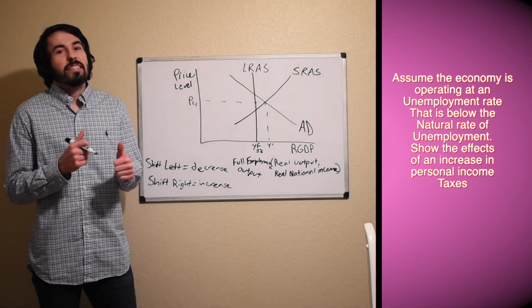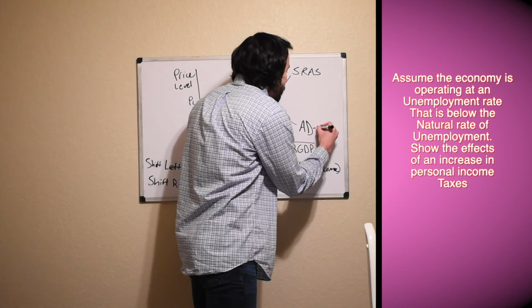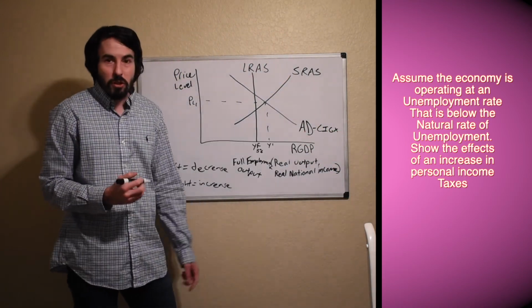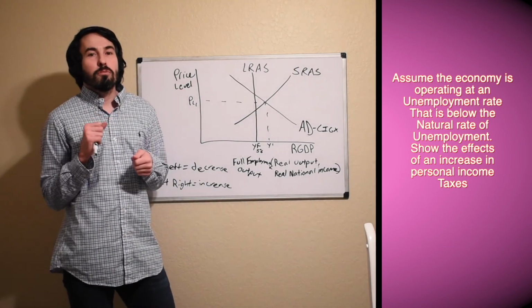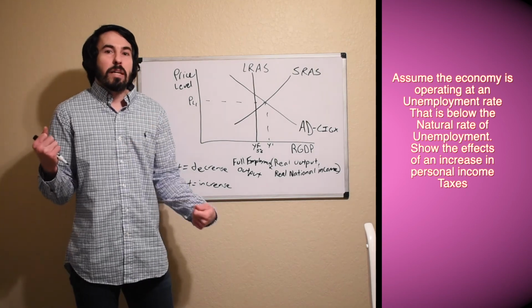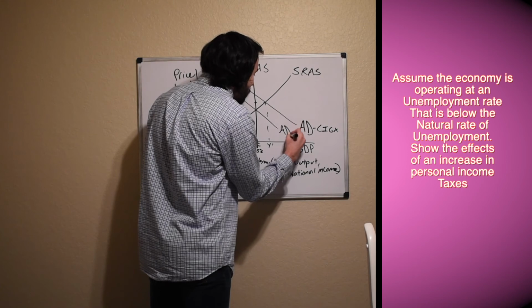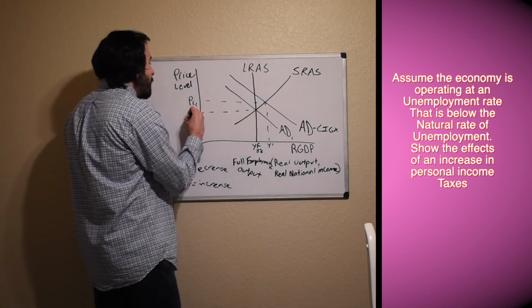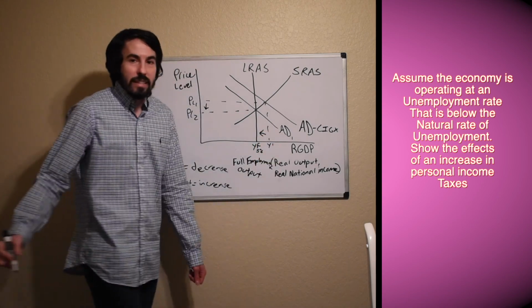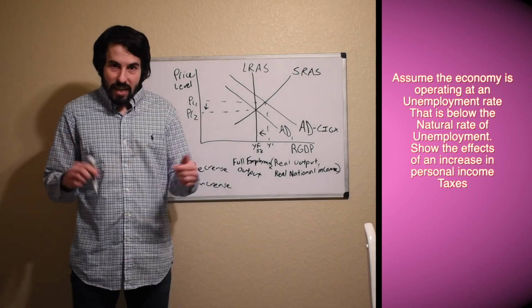If the government raises taxes on households, that is going to affect the C in aggregate demand, CIGX. It's going to affect consumers. If we raise taxes, consumers will literally have less money to spend. They'll spend less, aggregate demand will decrease and shift to the left. What we end up with is a lower price level. We're back at full employment output, and our real GDP has decreased. Our unemployment rate has gone up, but we're still operating at the natural rate of unemployment.